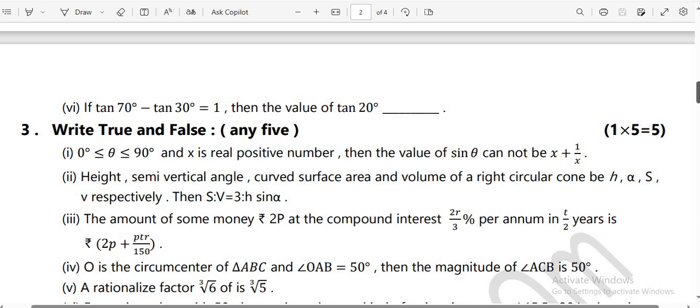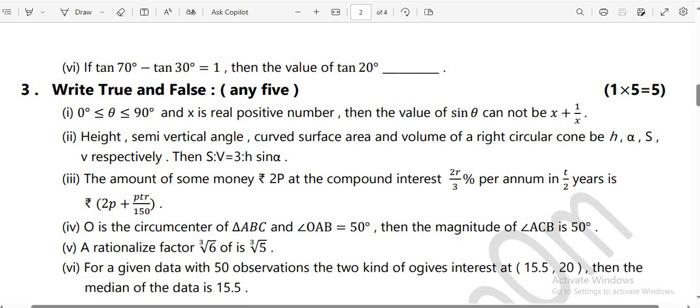Question number 4. O is the circumcenter of triangle ABC and angle OAB is equal to 50 degree. Then the magnitude of angle ACB is 50 degree. Question number 5. A rationalizing factor of 3 root 6 is 3 root 5.